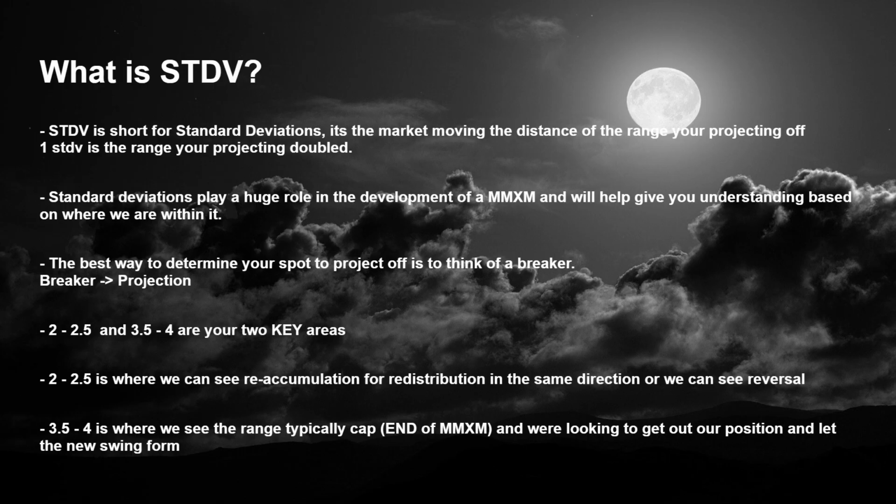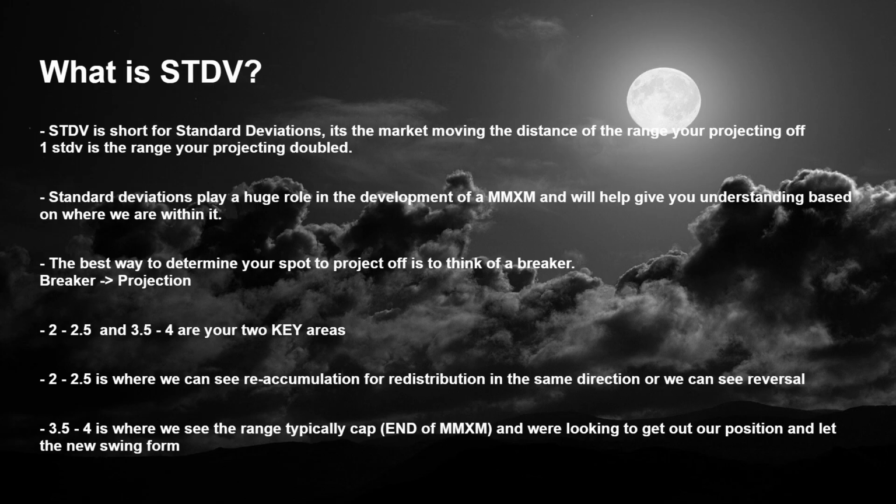Breaker, projection. So 2 to 2.5 and 3.5 to 4 are the two key areas we are going to be focusing on. 2 to 2.5 is where we can see reaccumulation or redistribution in that same direction, or we can see that 2 to 2.5 just cap the range there for that power of 3. 3.5 to 4 is where we typically see the range cap if we get that move to it.